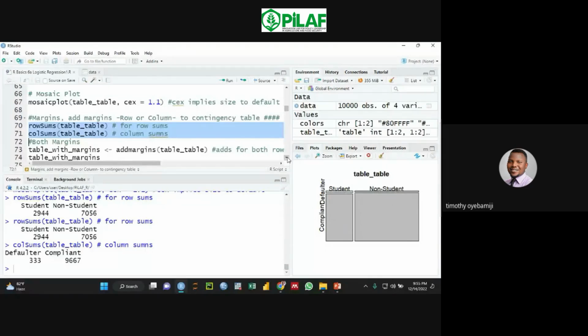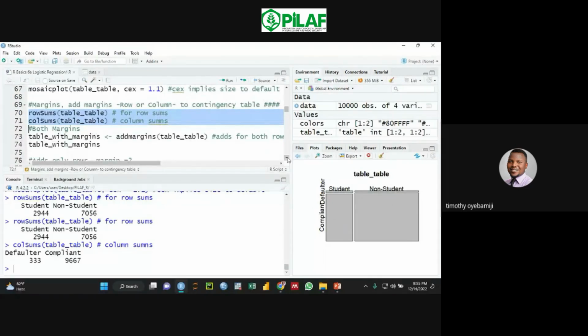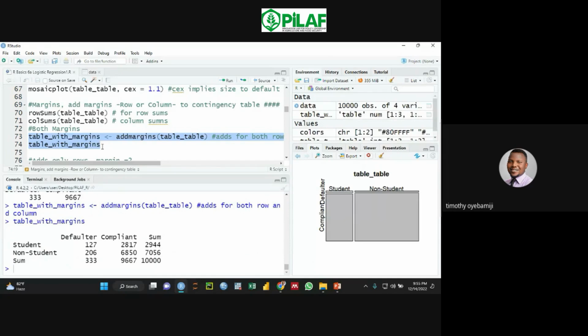Now we can add this to the contingency table. We can have the margins, the sums by the column and the sums by the rows. The argument to do that is addmargins. Addmargins will give us the table and the row sums and the column sums. Table is what we have assigned the contingency table to. So anywhere we use table, it knows we are talking about the contingency table. So this is the row sum, and this is the column sum. That means it's adding the columns. 127 plus 206, we have 333. 2,817 plus 6,850, we have 9,667.